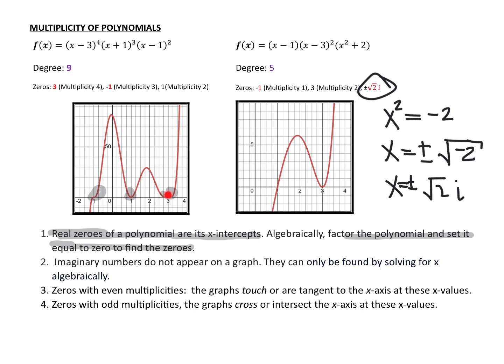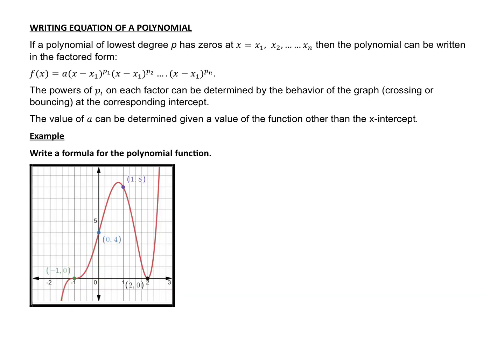Touch, or bouncing off, or are tangent. Okay? Zeros with odd multiplicities like 1, 3, they cross or intercept at these values. In this polynomial, let's look at how to write equations of a polynomial.